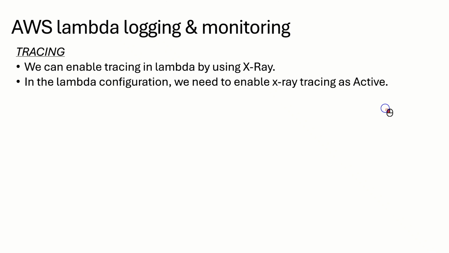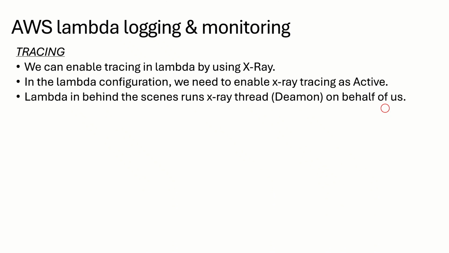After configuration, you need to know what is happening now. Once you make X-Ray tracing active, Lambda behind the scenes runs an X-Ray thread, which we call the X-Ray daemon thread, on our behalf. So Lambda is ready for X-Ray tracing. We need to tell Lambda to take traces. So what are the traces it has to take? That information we will provide in the code.